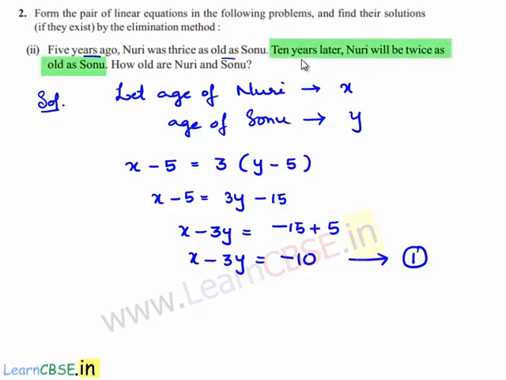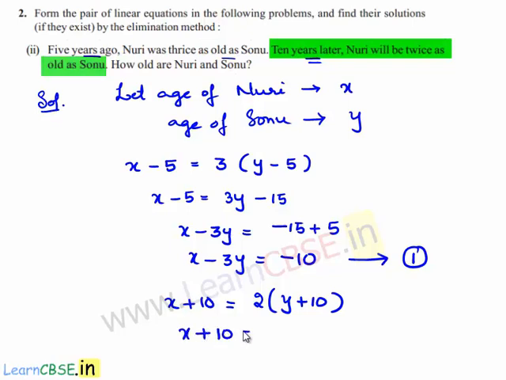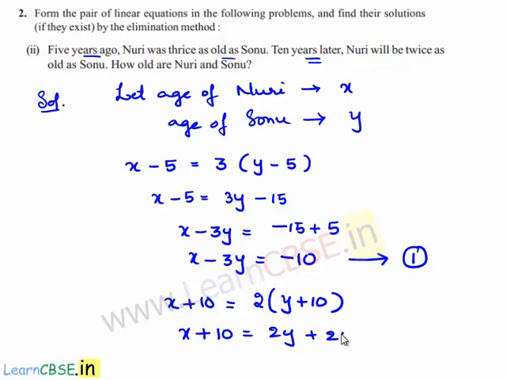Now using the second condition, 10 years later, Nuri will be twice as old as Sonu. X plus 10. Since we are talking about 10 years later, this becomes X plus 10 is equal to 2 times of age of Sonu, 2 times of Y plus 10. So by second condition, we can write X plus 10 is equal to 2 times of Y plus 10. This equation can be rewritten as X plus 10 is equal to 2Y plus 20 and X minus 2Y is equal to 20 minus 10.